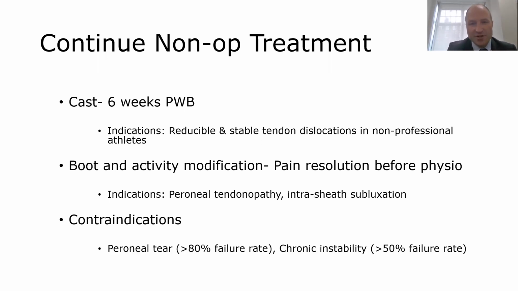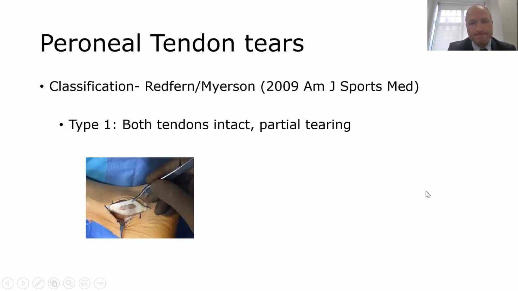The main contraindication to both of these treatment modalities would be a peroneal tendon tear that's of any significant size. And of course, in patients who have had instability in the peroneal tendons for some time, perhaps more than 6 to 8 weeks, the usefulness of immobilizing them and hoping that their peroneal tendons will then stabilize is debatable. The literature quotes a 50% at least failure rate in chronic instability patients when they're managed non-operatively.